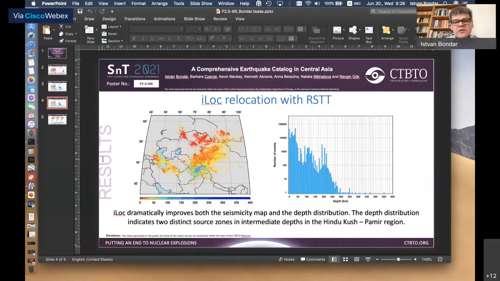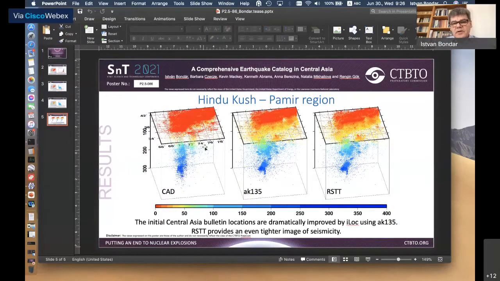And when we relocate the events with iLoc using the RSTT three-dimensional velocity model, then in the Hindu Kush Pamir region, you can see that the intermediate depth distribution changes a lot. Now we can start seeing structures. And in this figure, I'm just comparing the input data, which were the input for the relocation. When we relocate the data with iLoc using the AK135 velocity model, we get dramatic improvements.